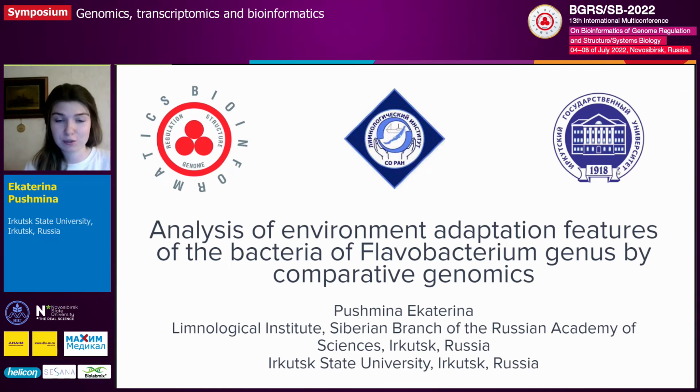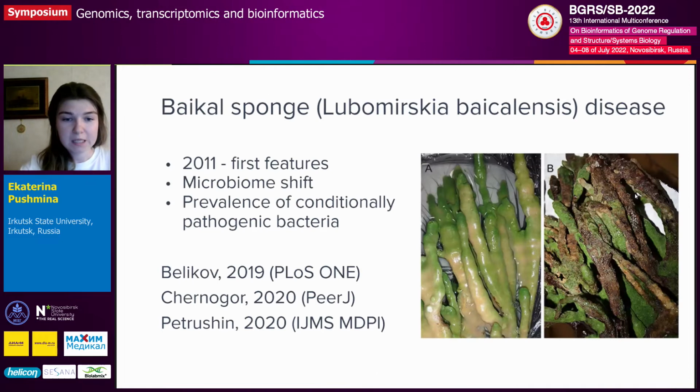So let me introduce our research analysis of environmental adaptation features of the bacteria of the Flavobacterium genus by comparative genomics. Baikal sponges of the species Lubomirskia baicalensis are the object of our interest, and they are the habitat of symbiotic organisms like bacteria and green algae.